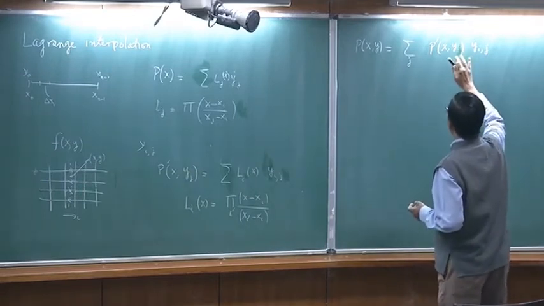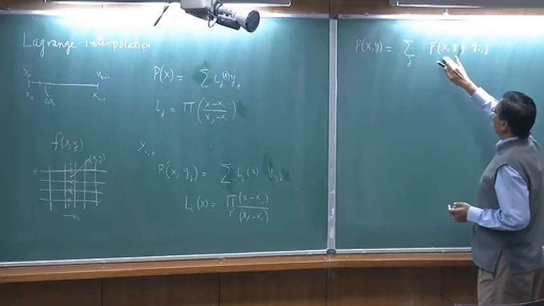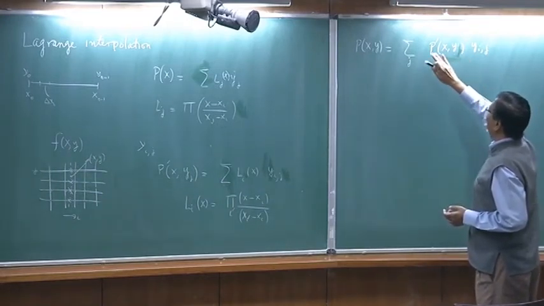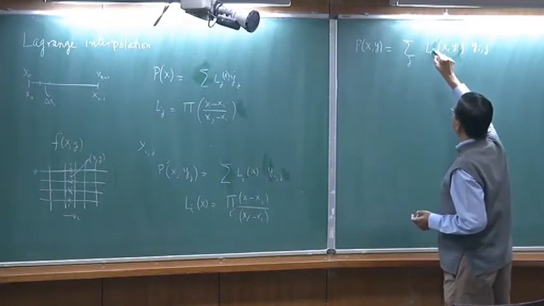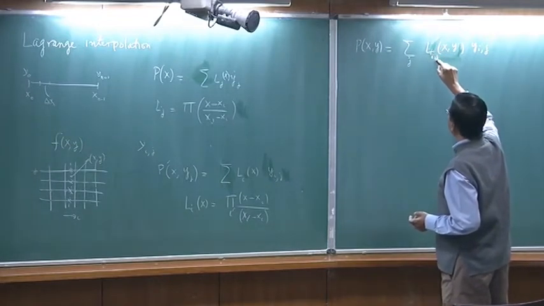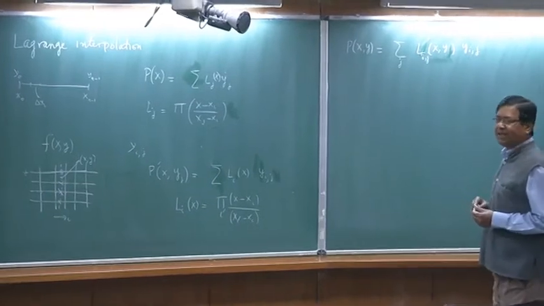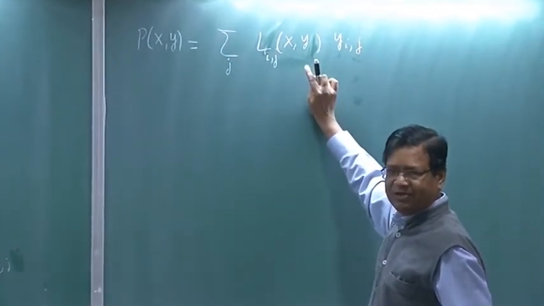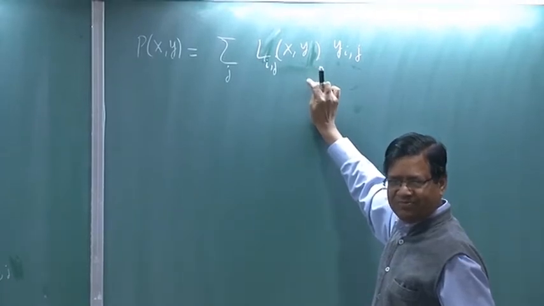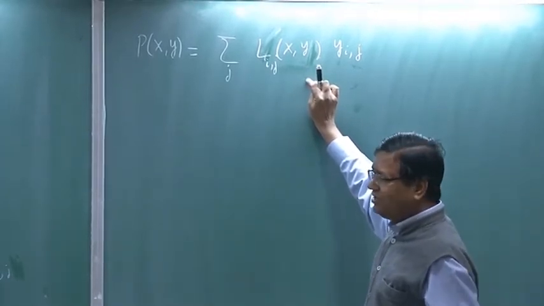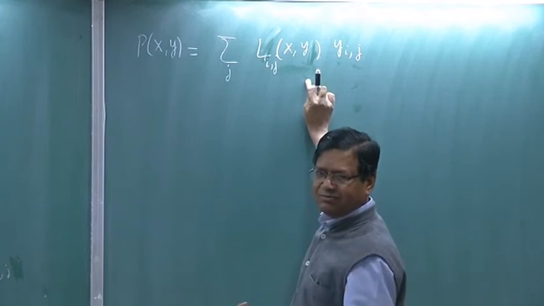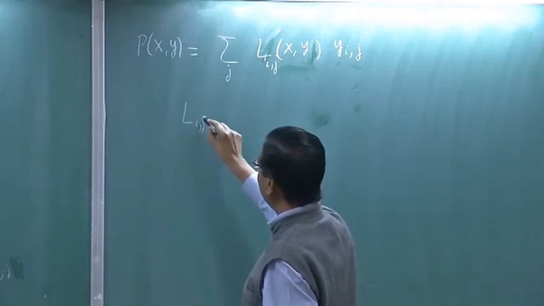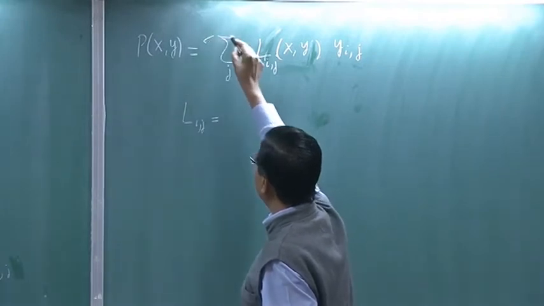Pxy, sorry, pxy. So this is what I am doing. Lij of xy, so this is what is my interest. Now this Lij will be including both x and y variables. So Lij, there are two sums.